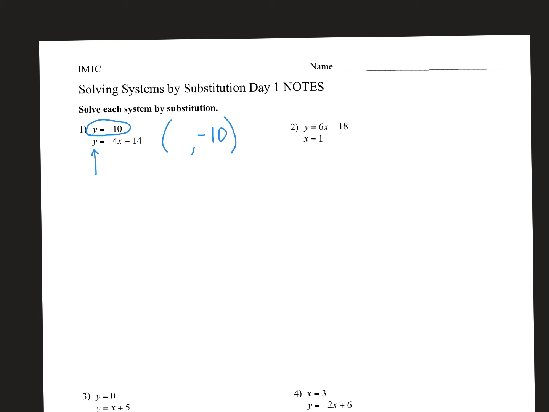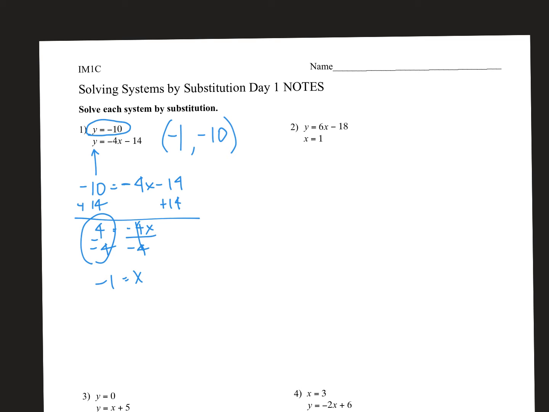Okay, so for number one, since that y value is -10, my equation is going to look like this. -10 equals -4x minus 14. Now I just have to solve this equation, and I should end up with x. So I'm going to add 14 to both sides. So I have 4 equals -4x. And when I divide by -4, I get this answer, which is -1. So here is my ordered pair.